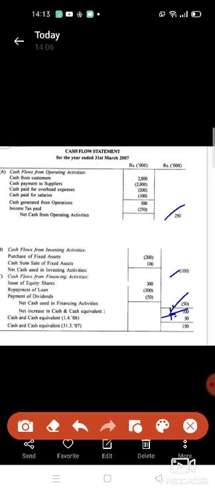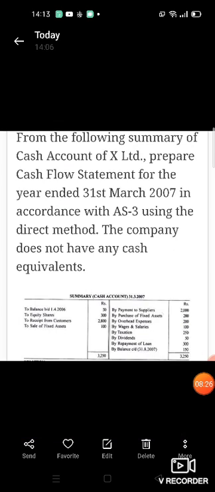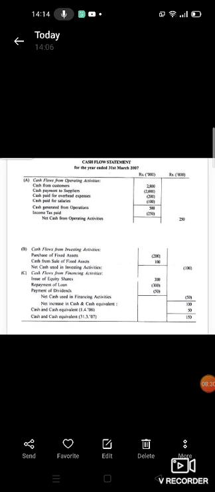Now add cash and cash equivalent opening, that is 50. The sum total of 100 plus 50 is 150. It is cash and cash equivalent at 31st March 2007. This is similar to your closing balance, that is 150. Cash and cash equivalent, 150.